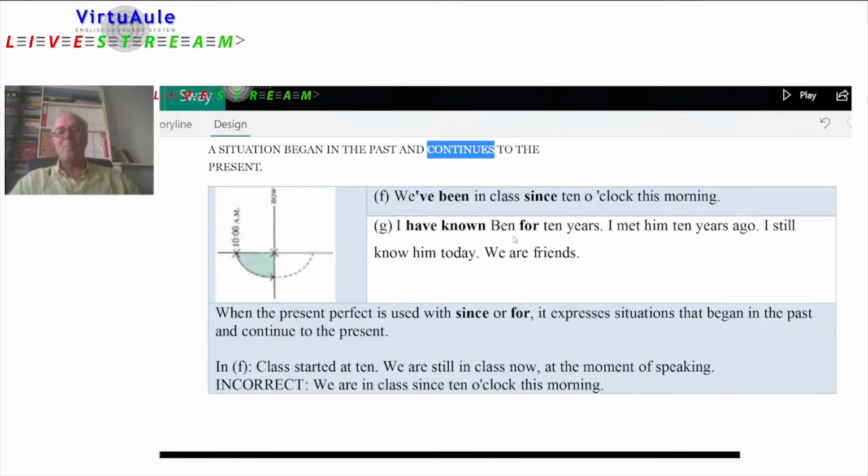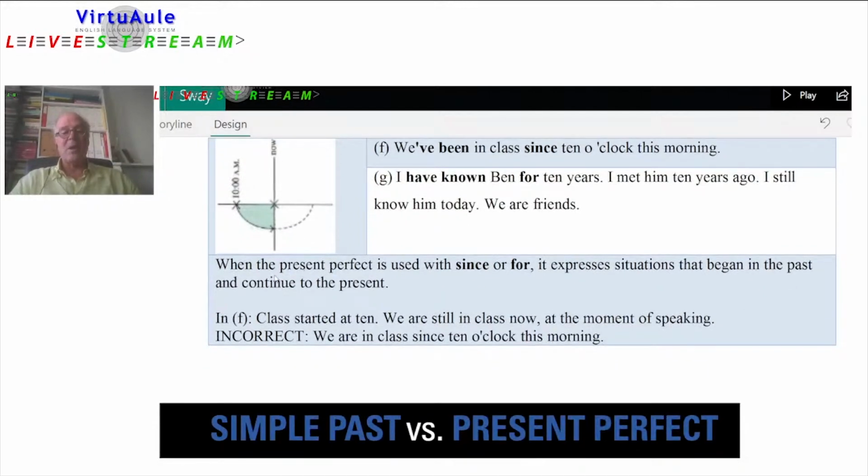Or I have known Ben for 10 years. I met him 10 years ago. I still know him today. We are friends. So both of these actions, to be in class, we are in class, or to know Ben, really are still continuing. These are continuous ideas, but they're not continuous verbs.